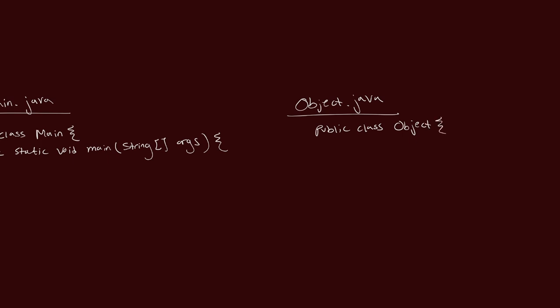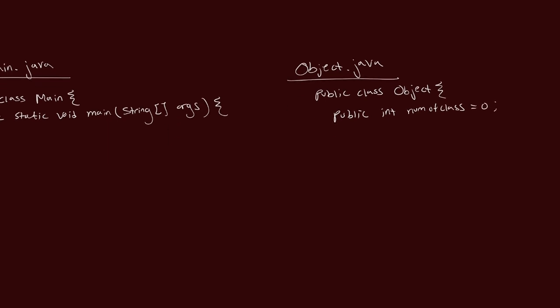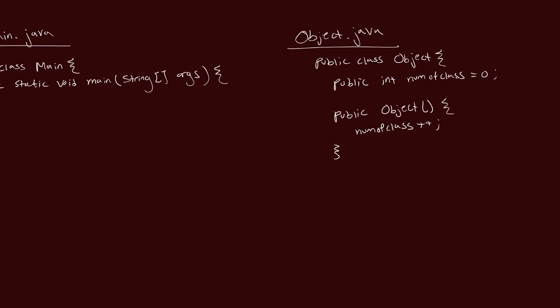Then here we're gonna set up a variable. It's gonna be called int num of classes. Right now it's 0 because we haven't called it yet. Then let's set up a constructor, public object. We're not going to pass in anything in the constructor, but every time we call our constructor, our num of classes needs to increment by 1, so we'll do plus plus here.